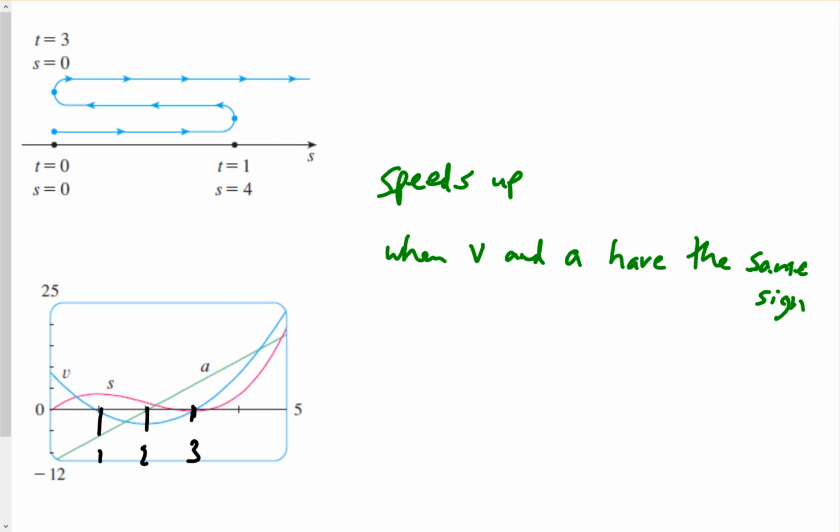The particle slows down when velocity and acceleration have opposite signs. For example, between 0 and 1, velocity and acceleration have opposite signs. And then the same thing between 2 and 3, we have acceleration positive, velocity negative. So again, they'll be slowing down there as well.